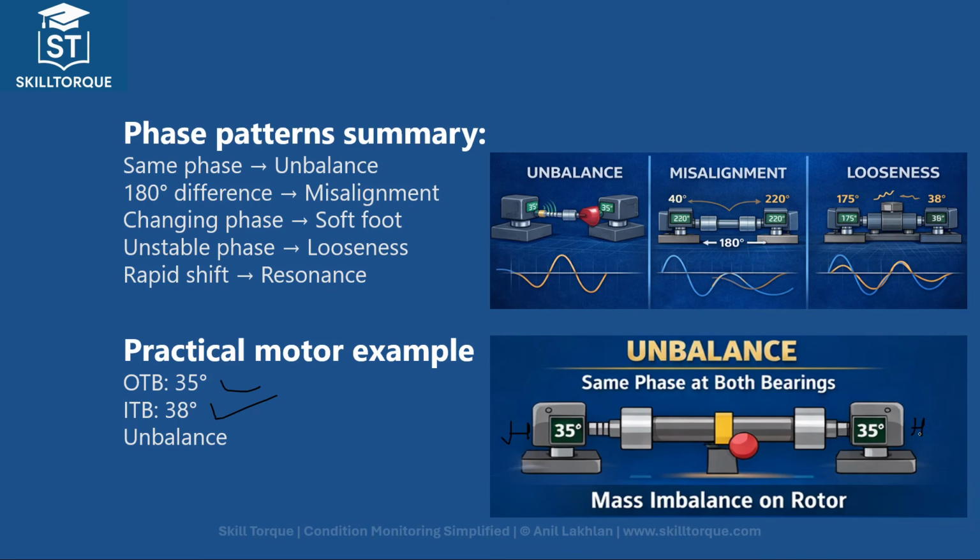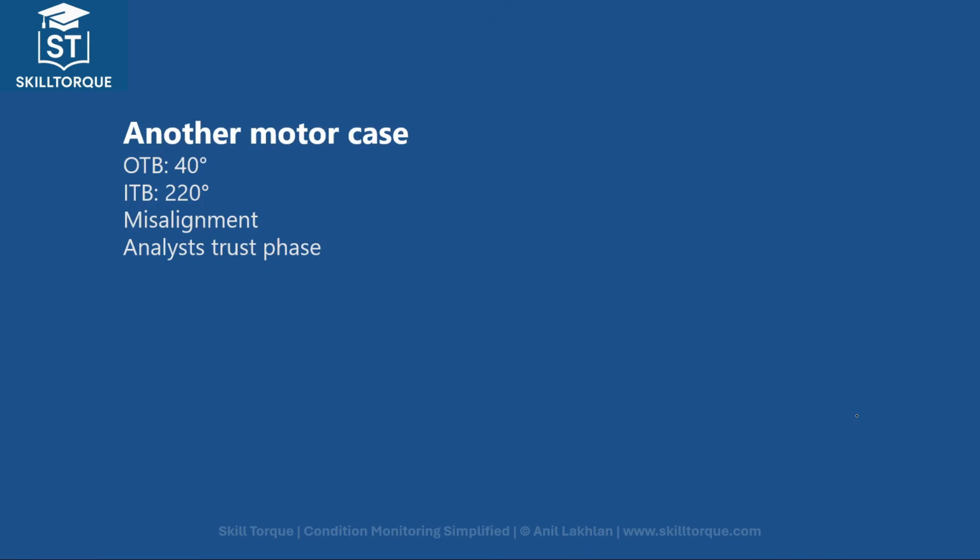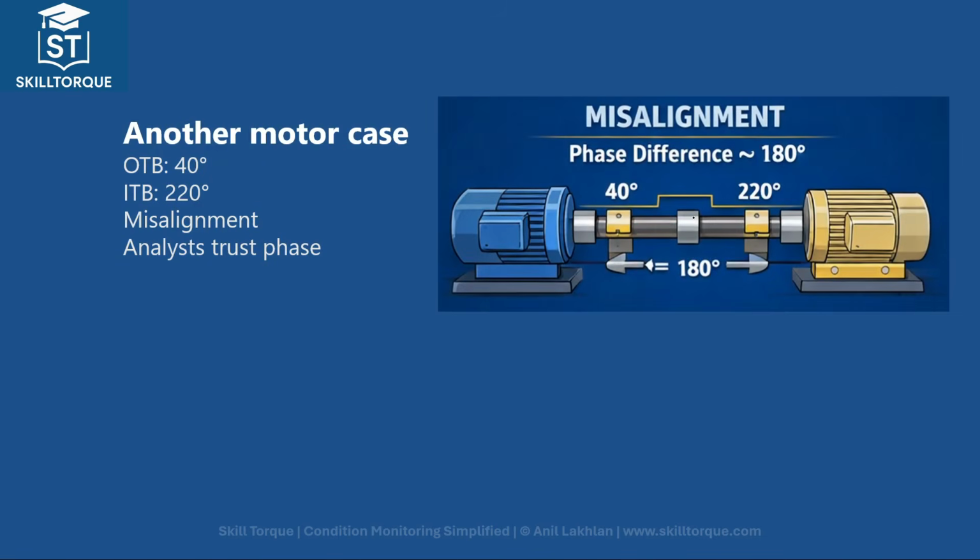Okay, now in another case, let's say the outboard bearing is giving you 40, and the inboard bearing is giving you 120. So it's a kind of a symptom of a misalignment, right? So this is just a normal example, to show how the phase can be useful in the life of a vibration analyst.